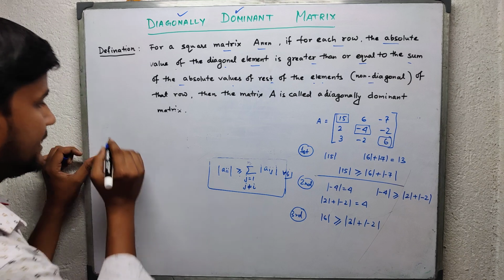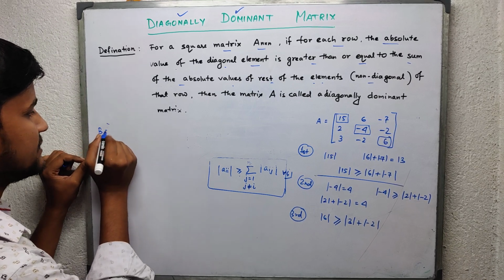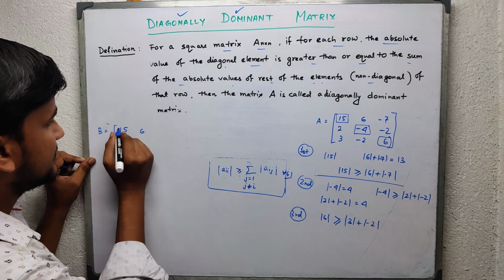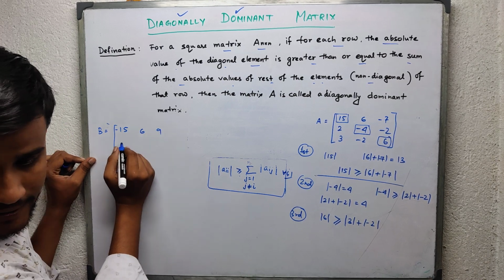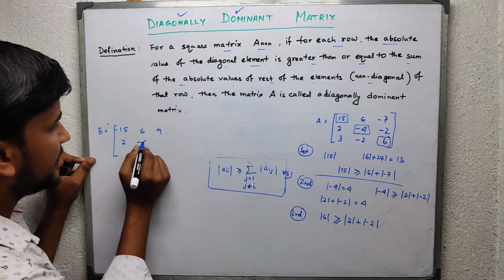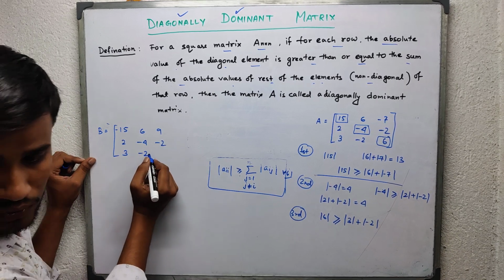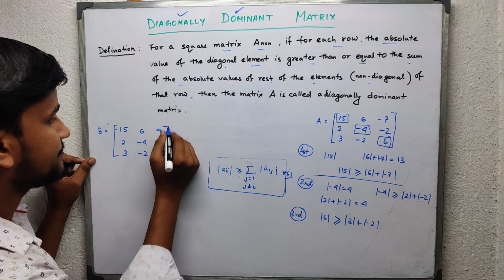Now if we take another example, suppose the matrix B is equal to 15, 6, 9; 2, minus 4, minus 2; 3, minus 2, 5.